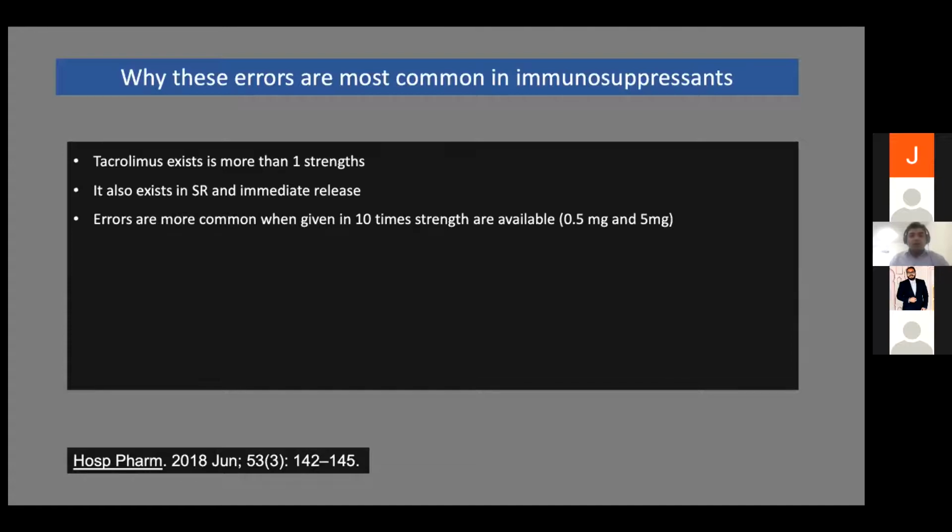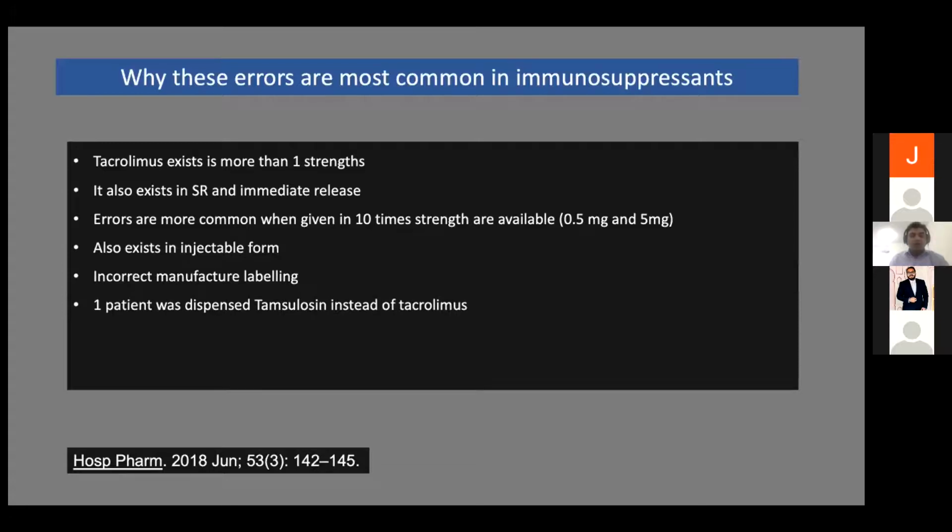Now, errors are more common when 10 times strengths are available in the hospital. For instance, if the patient is prescribed 5 milligram of tacrolimus immediate release, and if you have 0.5 as well, there are chances you can make a mistake. It also exists in injectable forms. Then incorrect manufacturer labeling sometimes happens. In one study, where the reference is mentioned below on the slide, the outer box had the sustained release label, and inside the medication was immediate release medication.